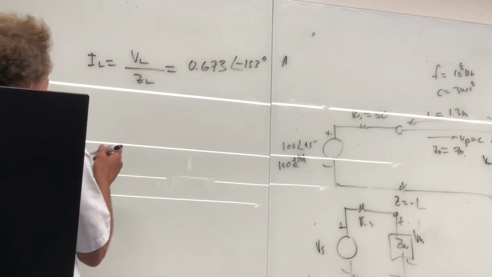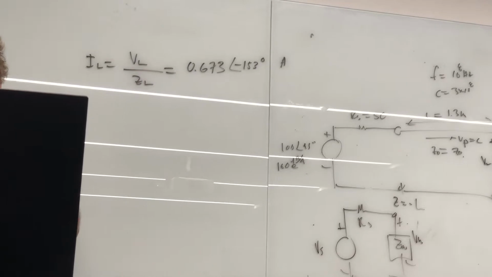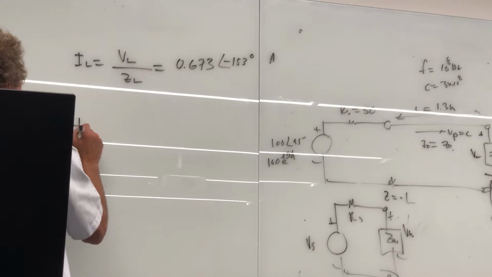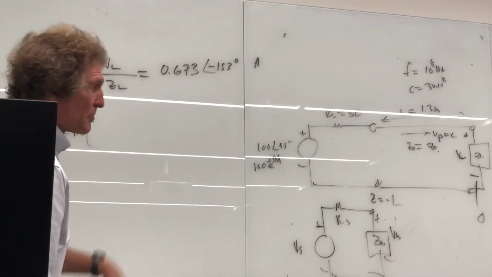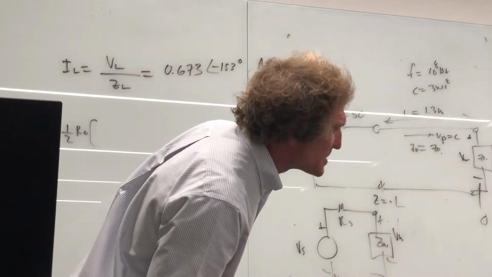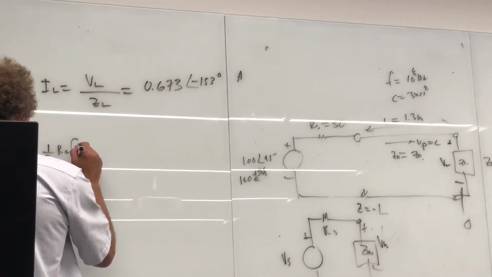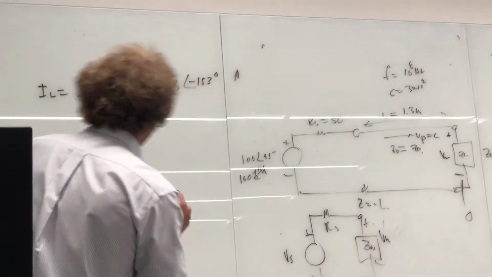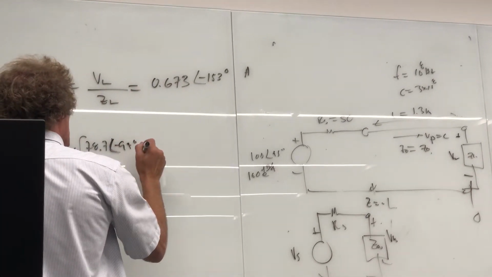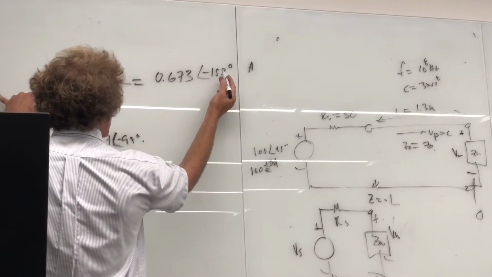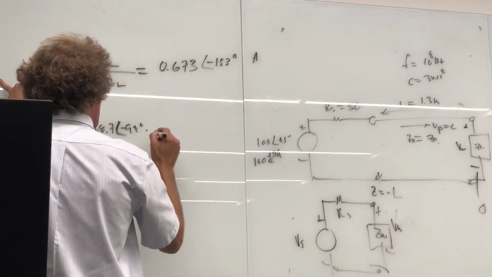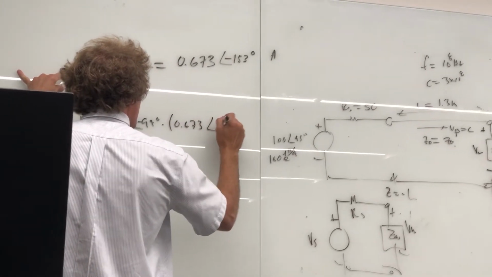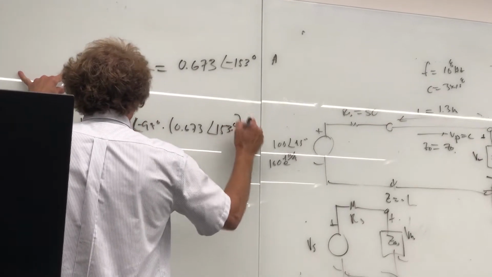All right, then, if that's IL, the next thing I want is the power absorbed by the load, and that's simply 1/2 the real part of V times I conjugate. V at the load was 78.7, right? At an angle of minus 94 degrees. And it's times I conjugate. So the conjugate would change this sign to be a plus. So it's times 0.673 at an angle of 153 degrees. And remember, it's the real part.